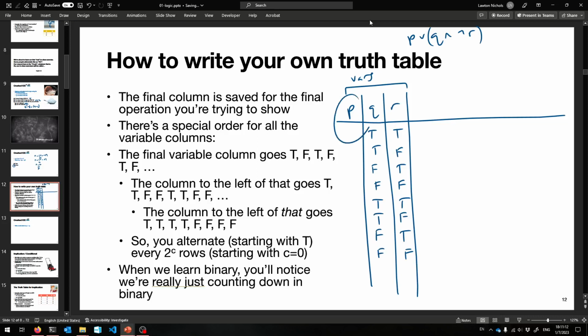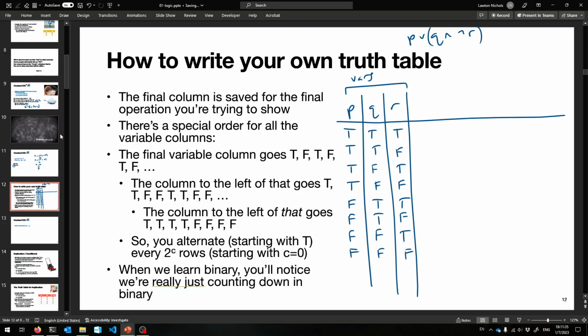And then finally, the very first column, to the left of that, oscillates even more slowly. It's got 4 trues, then 4 falses. And I'd keep on oscillating 4 at a time if you needed more than that. True, true, true, true. False, false, false, false. So this is the order that you should give your variables in when you're making a truth table.